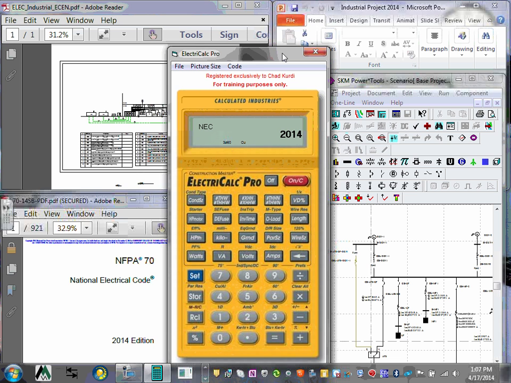Has anybody used this? Do you guys use it? Do you think it's handy? A little bit. Voltage drop problem. Gosh, unreal. So here's what I have.